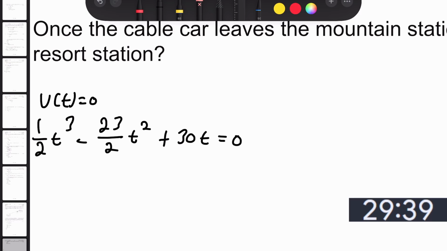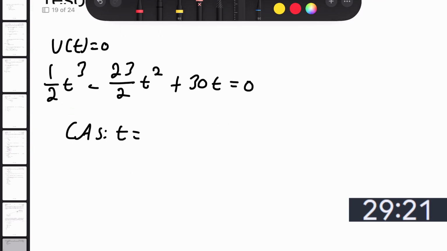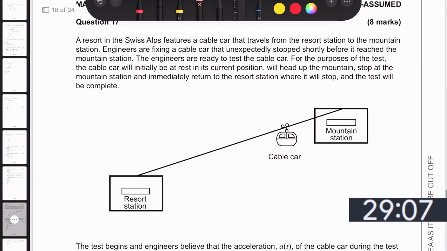T equals 0, and then we'll do cast now. T is equal to 1 divided by 2 x to the power of 3 minus 23 divided by 2 x squared plus 30x. So I get that it's equal to 0, 3, and 20. And then reaches, so cable car leaves the mountain station.